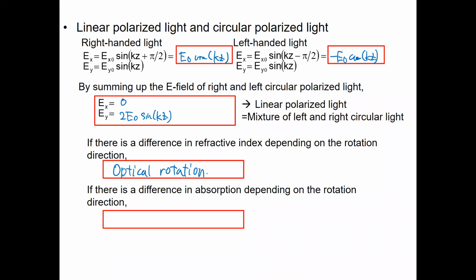And if you observe the absorption difference for the left-handed light and right-handed light, that is called circular dichroism. And this is very frequently used for many biological molecules, which have a different absorption for different rotation light, circular polarized light.